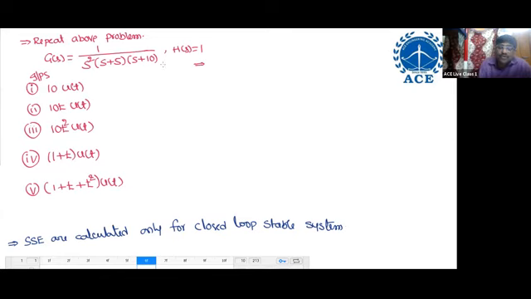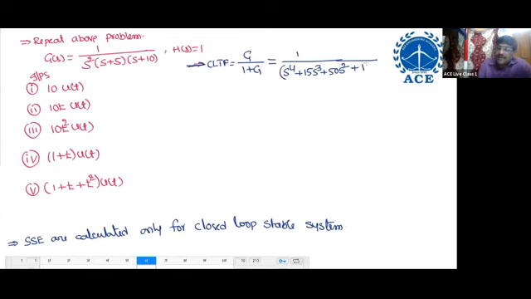If I write this as a closed loop system, H of S equal to 1 means feedback is there. Feedback means closed loop, so you have to check the closed loop stability. The closed loop transfer function is G by 1 plus G. Now write it: 1 by, denominator expanded, S power 4 plus 15 S cube plus 50 S square, then the numerator term added, plus 1.